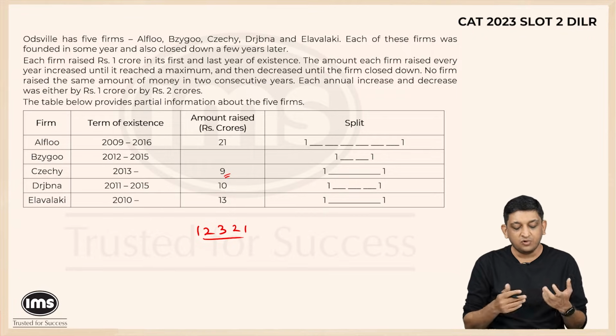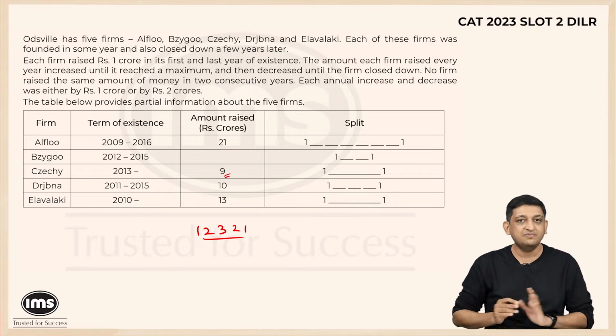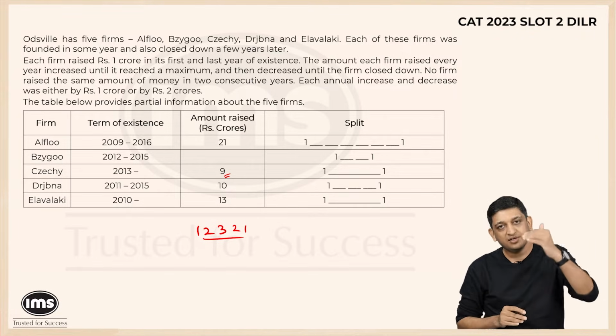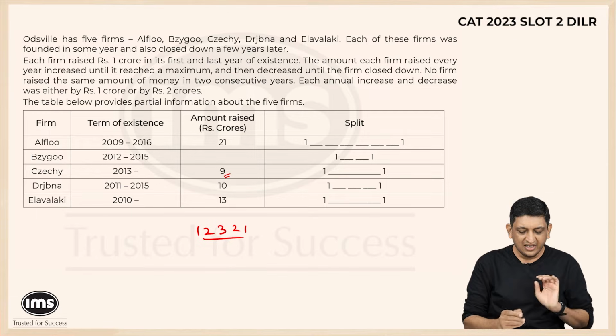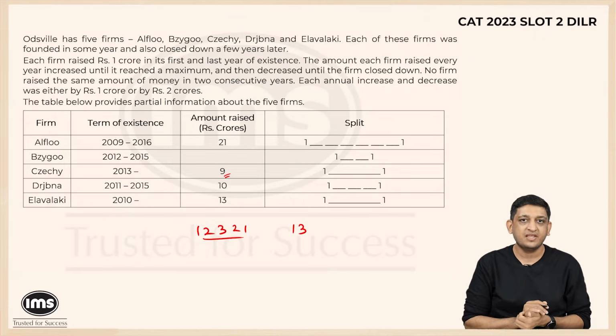So one way in which we can reach 9 crores by starting with 1 and ending with 1 is having this nice palindrome: 1, 2, 3, 2, 1. This is one way of doing it. Let's say, for example, that the firm went from 1 crore to 3 crores in the second year. Then what will happen?